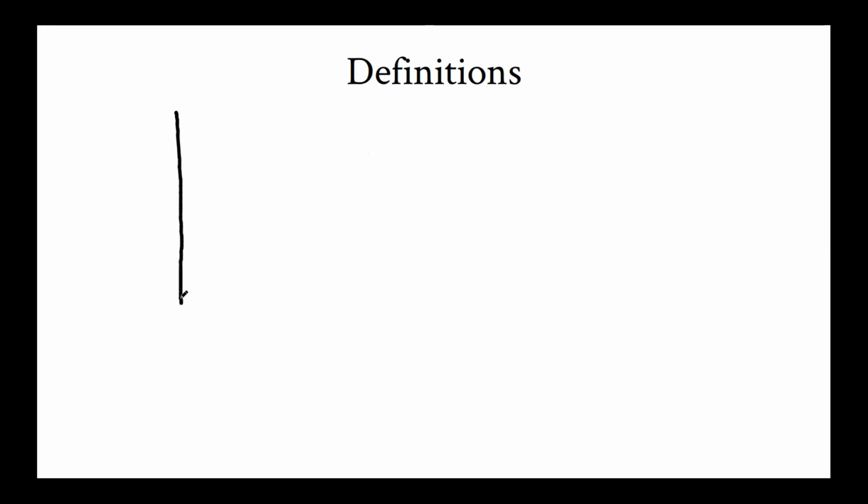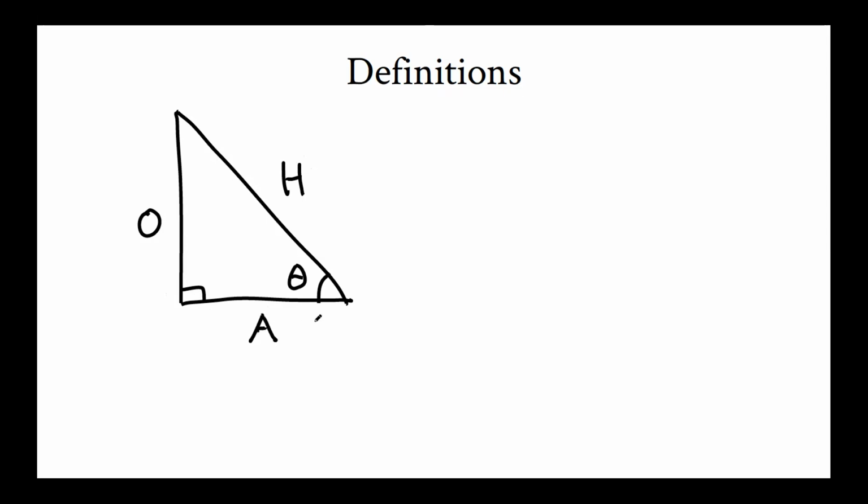So let's say we have this right triangle here. And we have this angle theta here. Okay, so we'll call the opposite side O, the hypotenuse H, and the adjacent side A. So the side that's adjacent to theta has length A, basically.